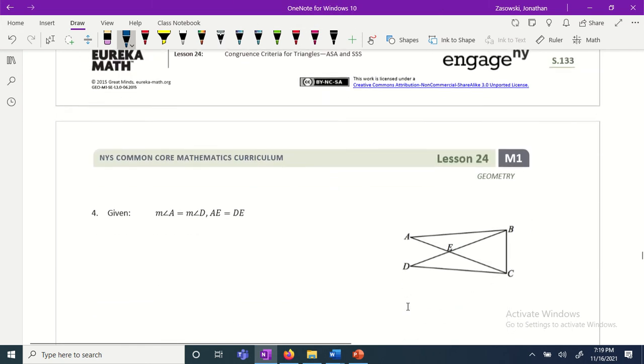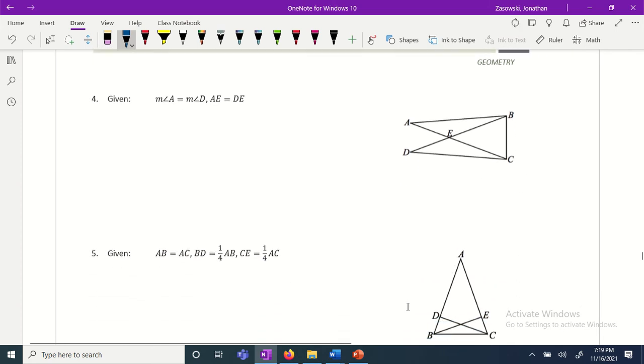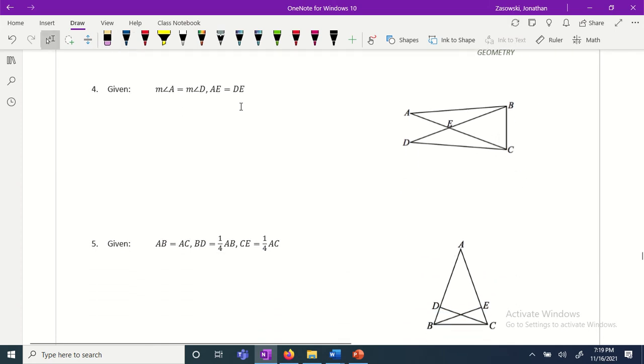All right. Let's hop down to the next page here. Okay. Let's try this one. Let's see how far you can get. Let me give you what we should be using here. Okay. So on this one, we are going to prove triangle AEB is congruent to triangle DEC.